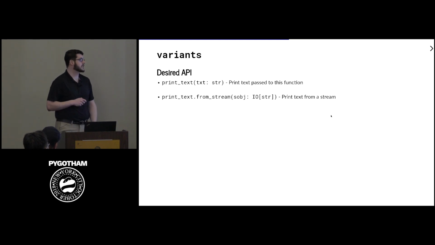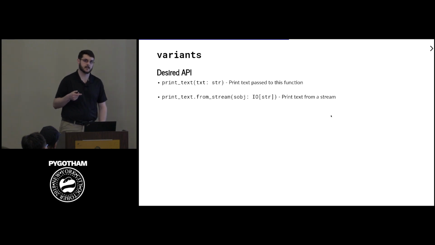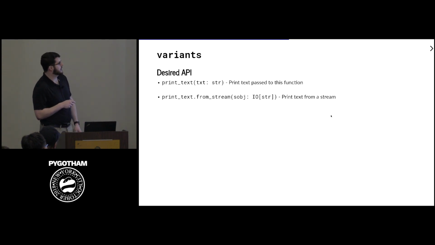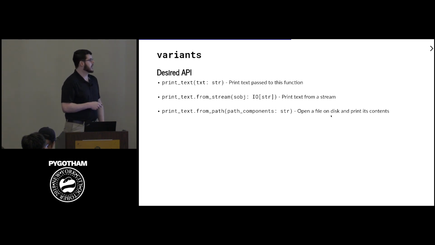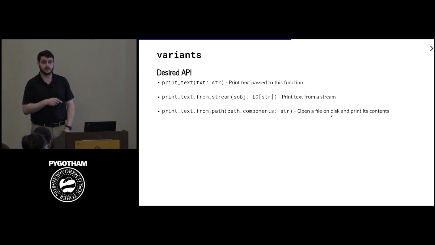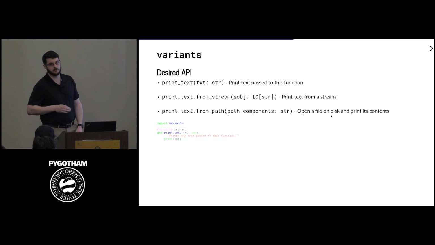So let's take our print text example, and we'll modify it so that if you call the base thing with text, it'll actually print it. And then we're going to add this alternate form of it, this variant form called from stream, that only takes a stream. And then we'll add another one that only takes a path. And if it finds this path, it'll interpret it that way. And you can accomplish this other ways.